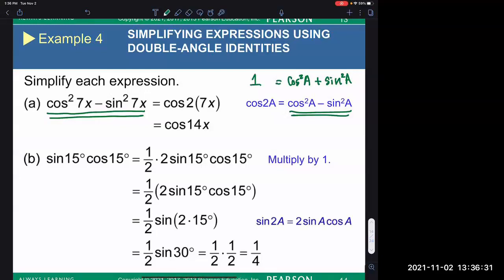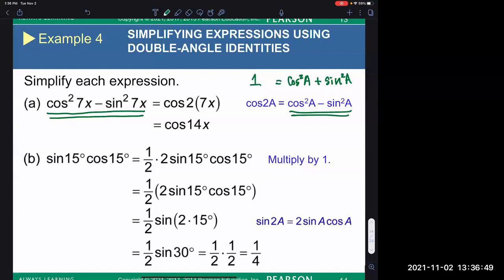That's our first fundamental trig identity. So if you see a cosine squared and a sine squared of the same thing, if they're added, you get a 1. And if they're subtracted, it's not as simple as a 1, but you do have an identity that helps you with that.